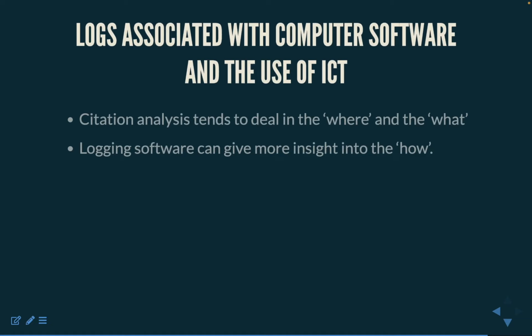Citation analysis tends to deal in the where and the what of information seeking, whilst logging software can give more of an insight into the how. The two methods share a fundamental similarity in that just as a researcher employing citation analysis may simply work from material that has been submitted by individuals, or the researcher may be involved at a planning stage in stipulating the information that should be provided by the learners in each of their citations, an equivalent range of possibilities is open to the researcher using the logging technique.